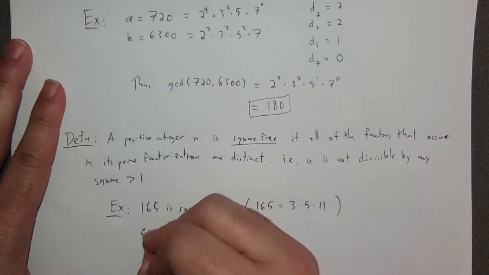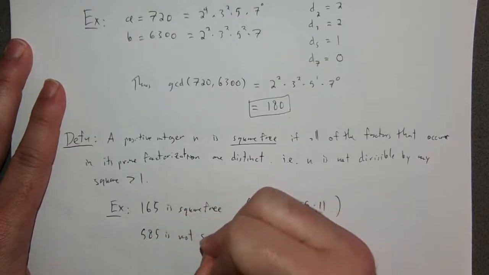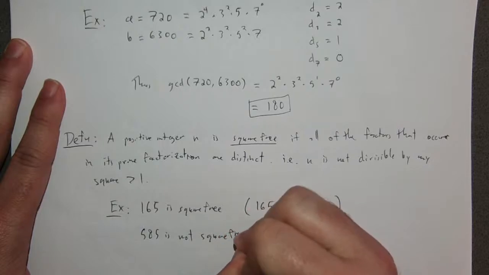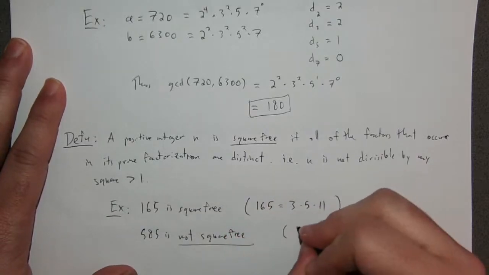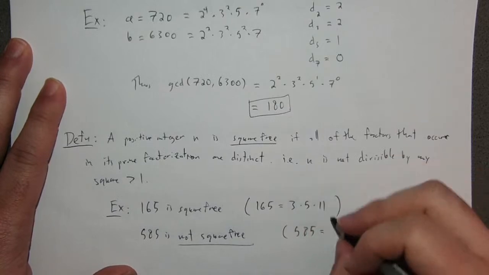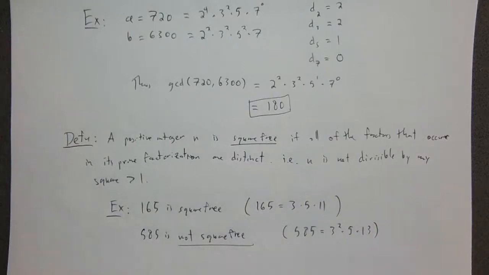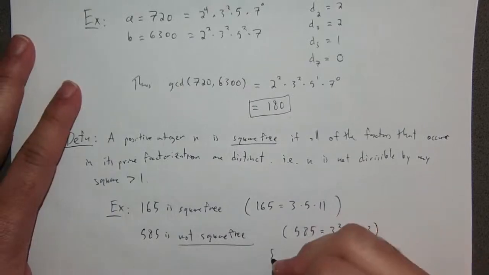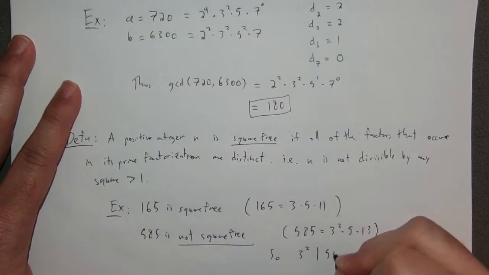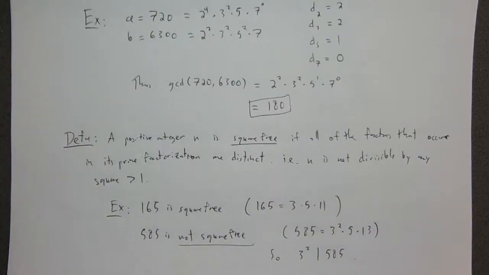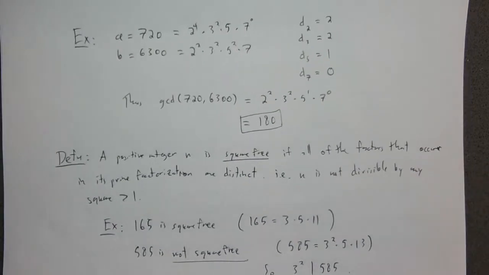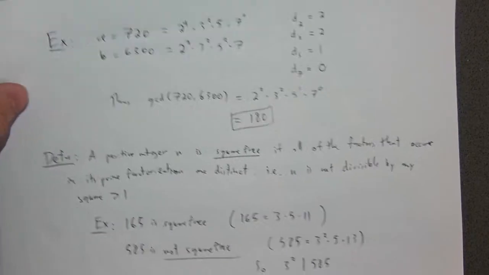So 585 is not square free. And to see this, note that 585 is 3 squared times 5 times 13. So 3 squared, for instance, divides 585. So it is divisible by a square that's bigger than 1, so it's not square free. Alright, so this just gives us another way of classifying divisibility properties of numbers. So this is what it means for an integer to be square free.